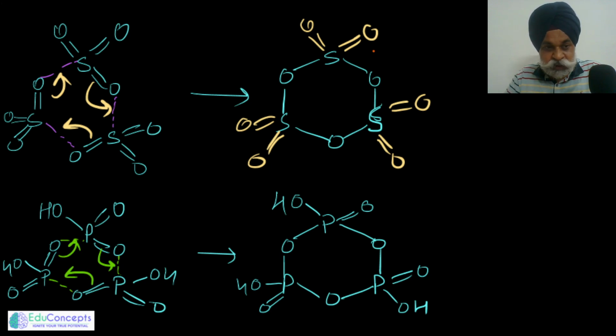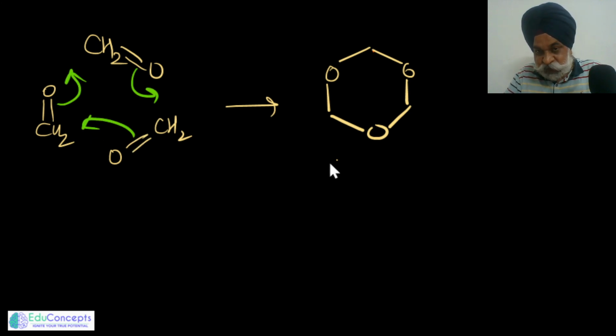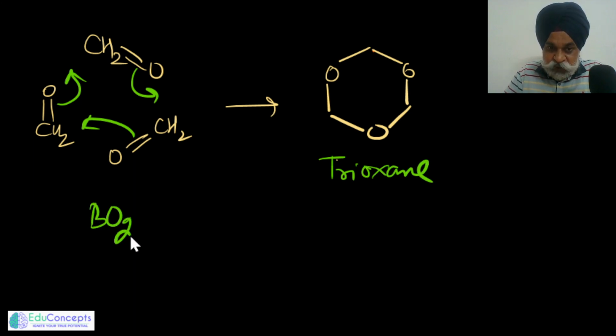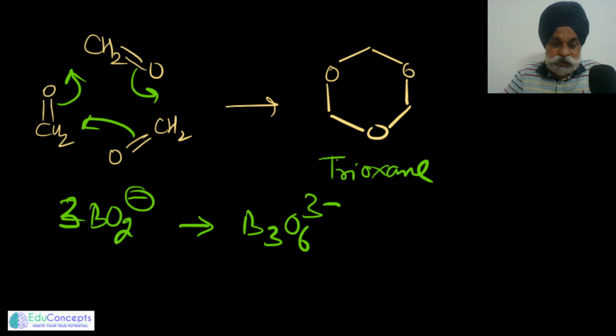This can also undergo trimerization, and formaldehyde happens to do the trimerization to give you trioxane, which is being shown here, trioxane. And BO2 negative, we already have done it, that on trimerization it can give you an anion of the type shown this way. So this can be a sort of expected question. Coming on to the main topic.